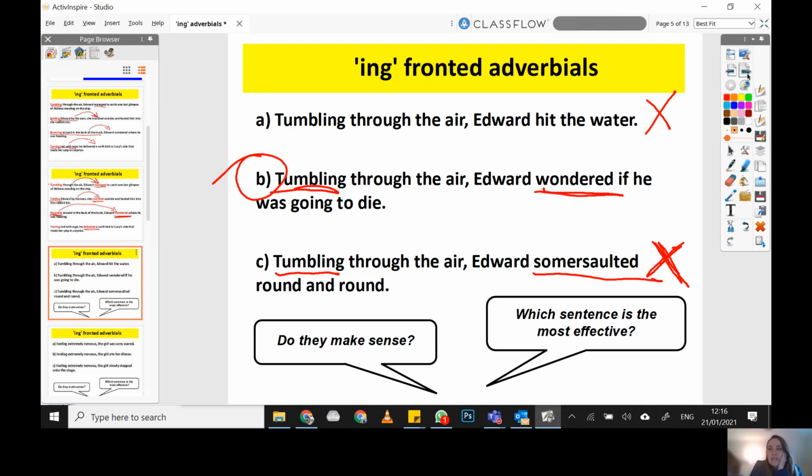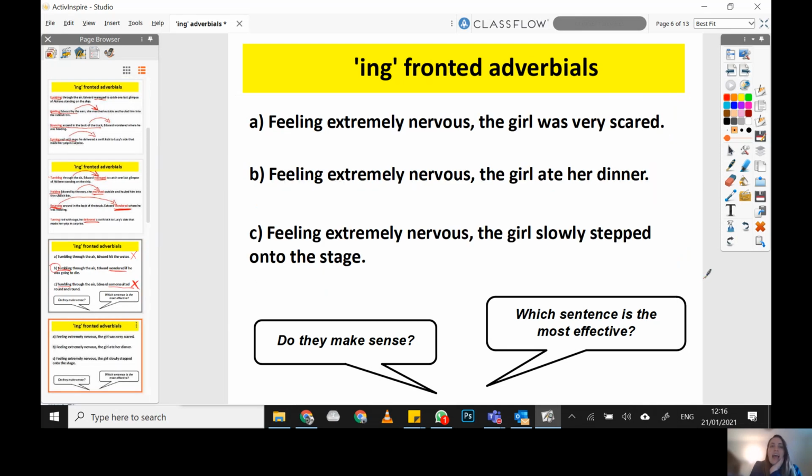Let's have a look at another example. We've got A, feeling extremely nervous, the girl was very scared. B, feeling extremely nervous, the girl ate her dinner. Or C, feeling extremely nervous, the girl slowly stepped on stage. So let's go through them one at a time and see if they make sense and whether it's effective. So identifying the verbs, here we go.